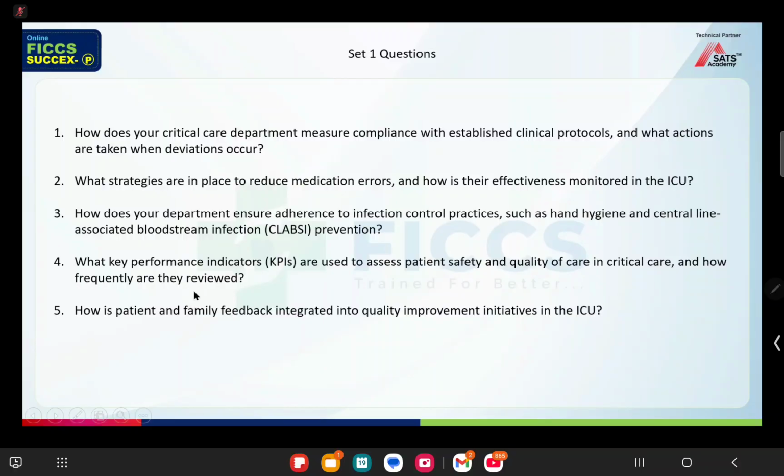Fourth question, what key performance indicators are used to assess patient safety? You were very right on the number of falls, on the number of medication errors that happen, and what you said about readmissions and reintubations. So see, in quality, when it comes to KPI, it is divided into outcome measures and safety measures. Okay, and quality and outcome come together. So as you said, it is very important on the mortality rate.